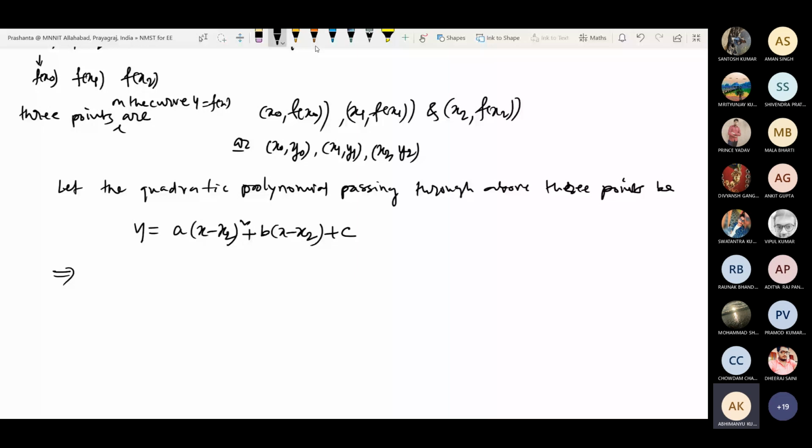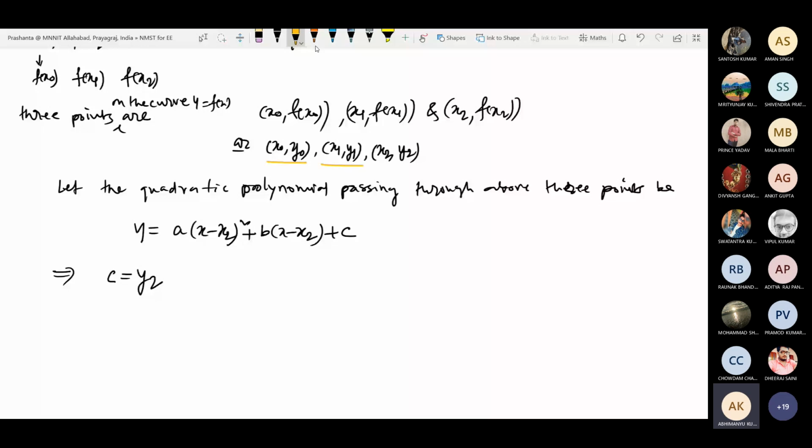Y2, sir. So c equals y2, very easily obtained. And now you have to pass the parabola through these 2 points, x0, y0 and x1, y1. So let us write down 2 more equations passing through x1, y1 and x0, y0.